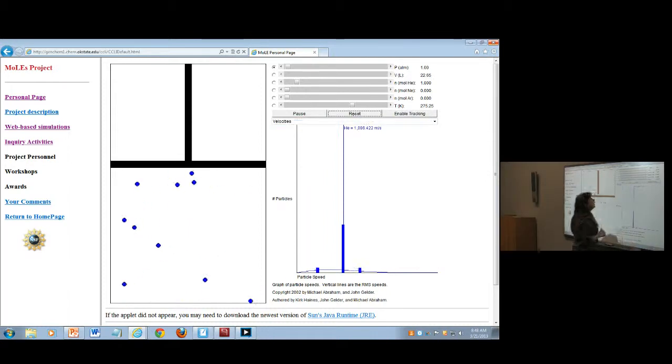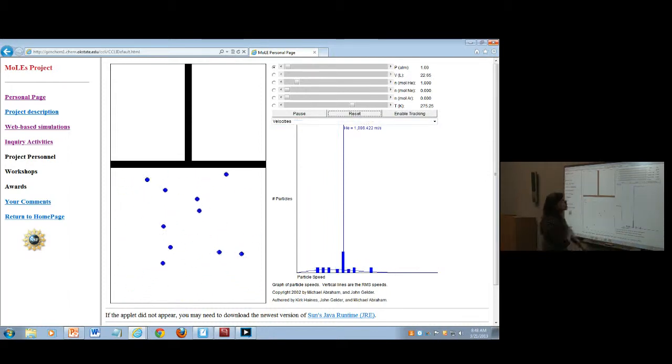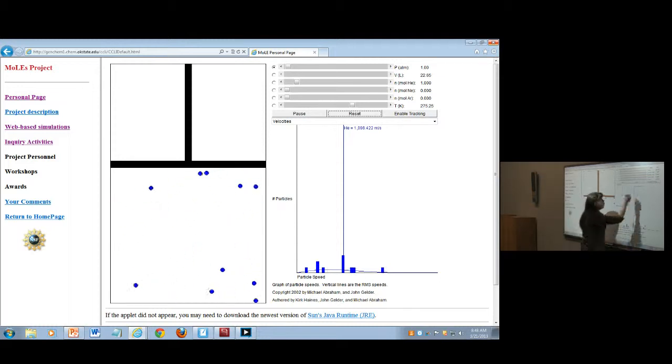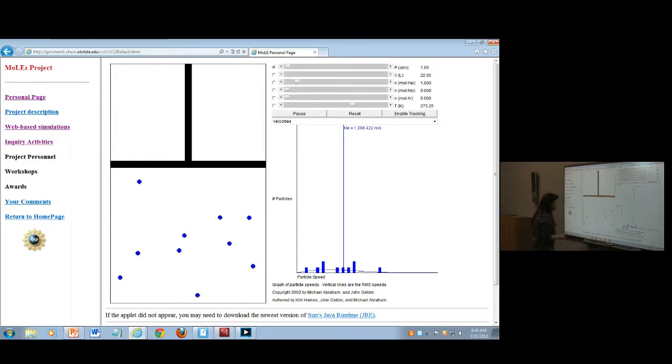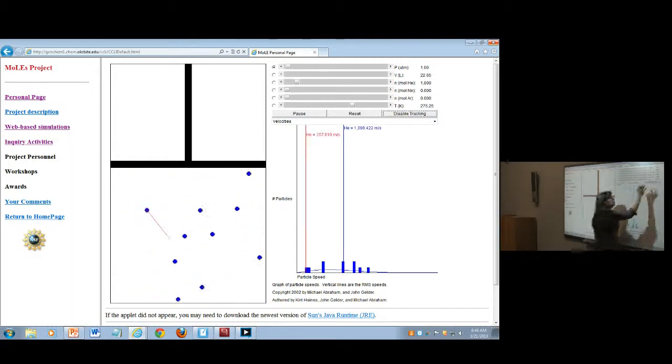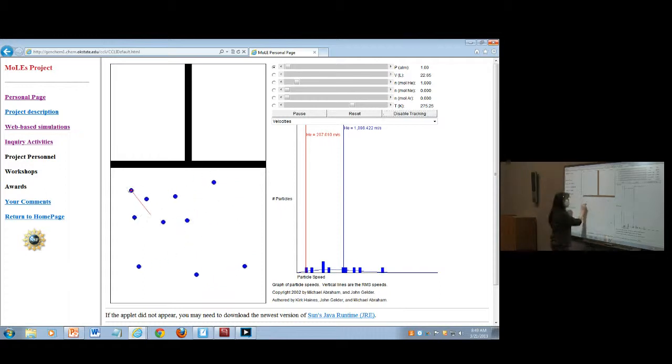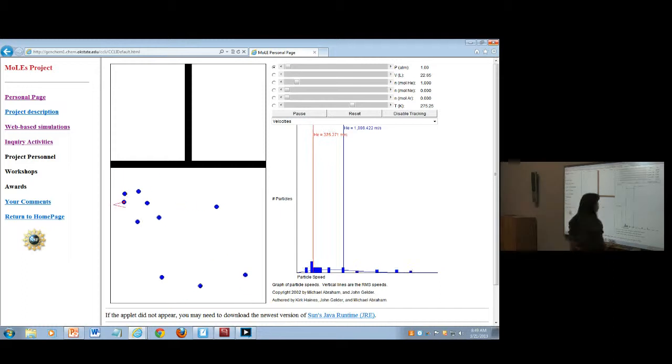Let's reset that, and now I want to look at what happens when we change the temperature. Okay, so now we're back to our original 1,069 meters per second that we had to begin with. Let's track something, so we'll put something on here so we can track. Oh, it's going very slowly right now. So we can track one of these helium particles.